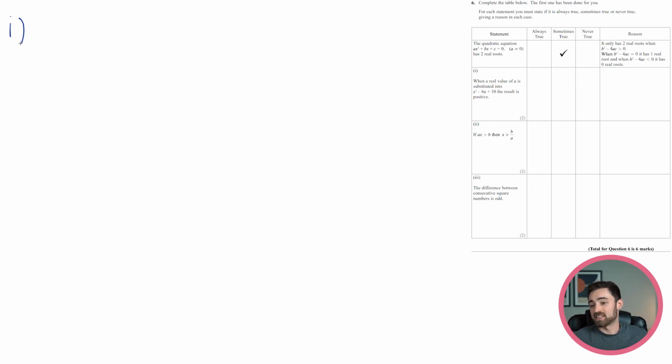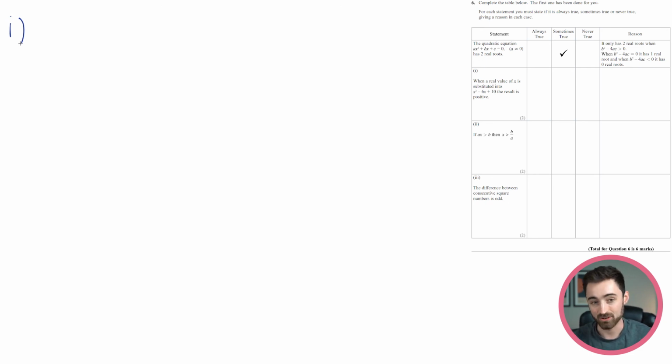So basically, the example I give is about a quadratic equation having 2 real roots, and they're saying it's sometimes true because of the discriminant, right? Cool. So it might be a bit proofy, this. We'll see. When a real value of x is substituted into a quadratic, the result is positive. You could just start subbing values in, but I think you might be here a while.